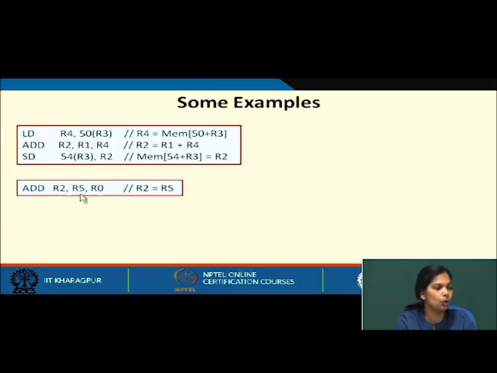There is no move instruction, so how will you move data? If you want to move data from R5 to R2, all you can do is add R5 with R0 and store it in R2. So, what happens? R5 is moved to R2.